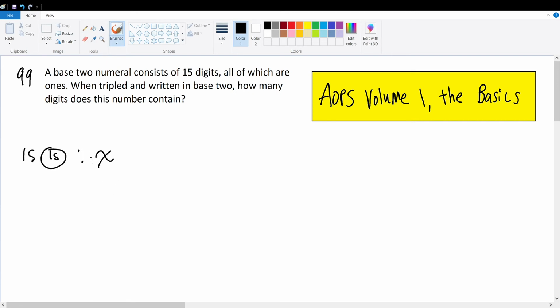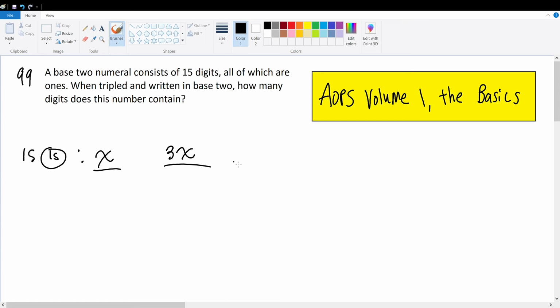So with this variable x, it says that we triple this number, so 3x, and write this in base 2. But x in itself is already in base 2, because it tells us that the 15 digits of 1 is already in base 2. So we don't have to worry about converting this into base 2. And here comes the ingenuity behind this problem.